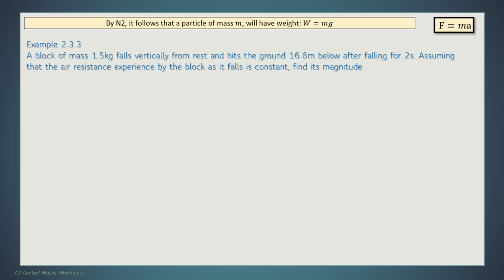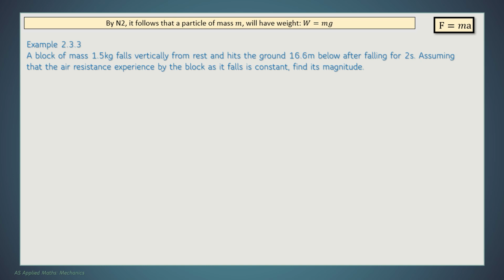That's a common misconception on this topic, so do watch out for that. So applying Newton's second law and that weight is equal to mg, let's have a look at this question. So we've got a block of mass 1.5 kilograms, falls vertically from rest and hits the ground at 16.6 meters below after falling for 2 seconds.